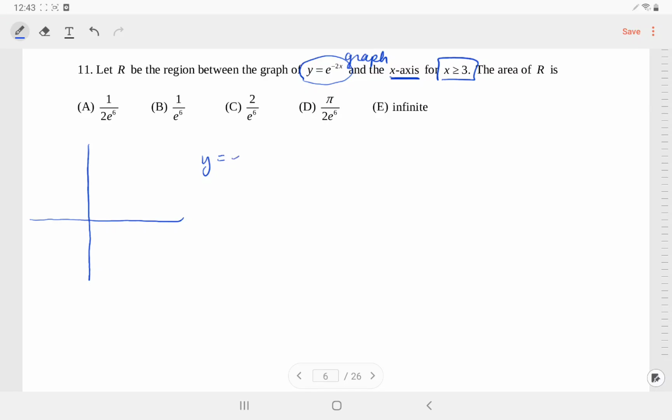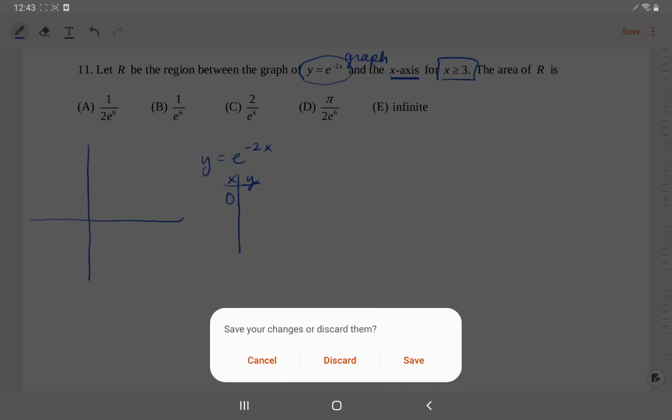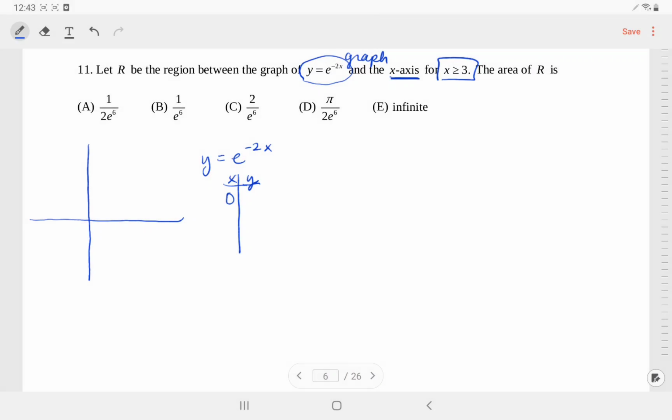Let's plot some points. So let's make a little table. Usually I don't write the table officially. I just do it kind of in my head, but it's nice to write it down, especially if I'm communicating that to you. Okay, so this would be 0 and then e to the negative 2 times 0. So that's e to the 0. E to the 0 is 1. Then if I substitute in a 1, that's e to the negative 2. Let's substitute in a negative 1. Negative 1 would be e to the positive 2.